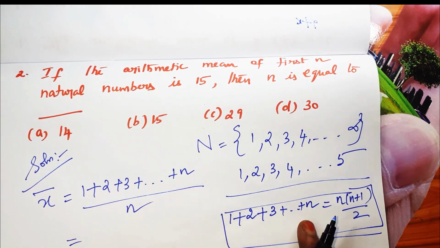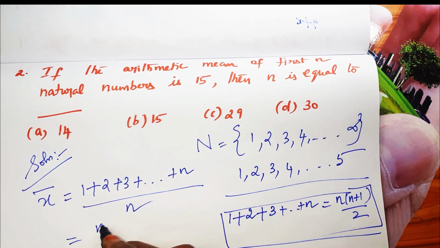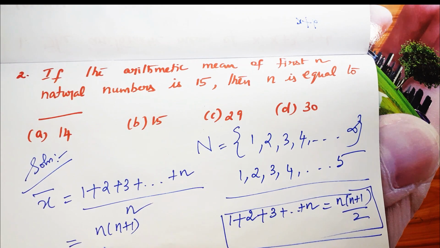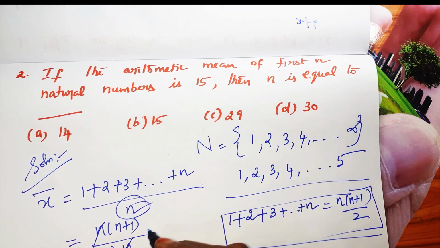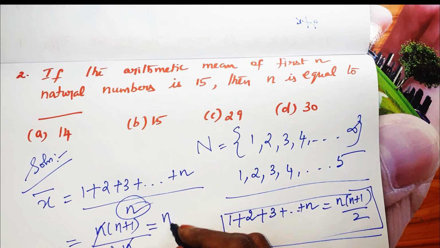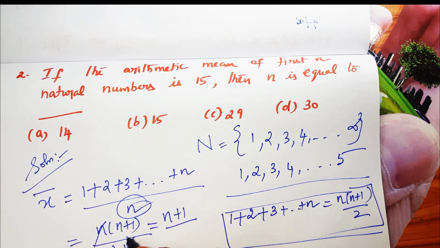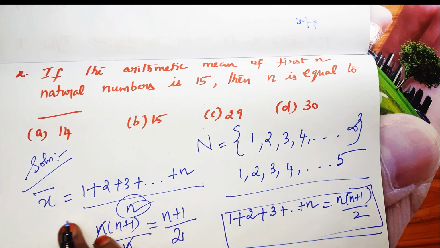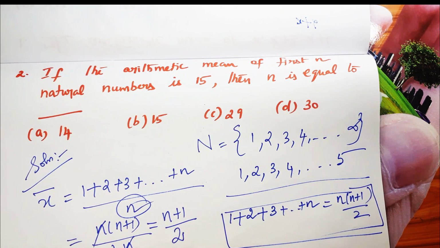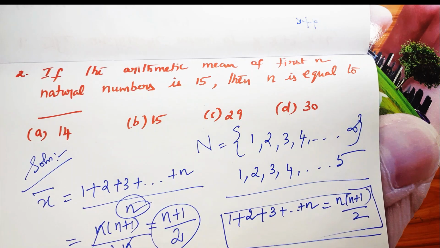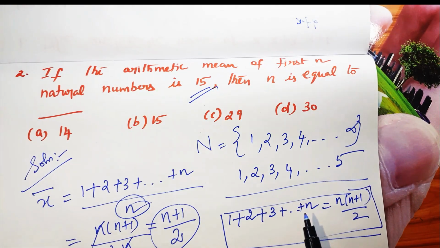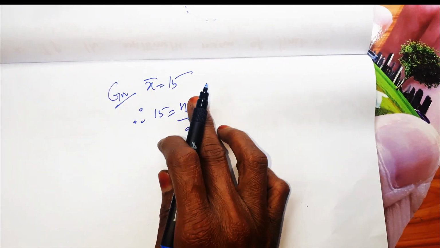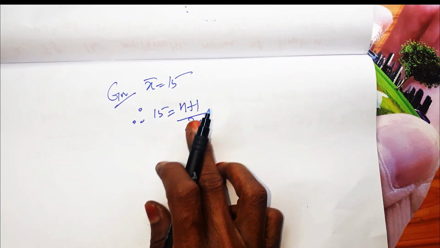When we substitute this formula here, we are getting n into n plus 1 by 2, and this n and this n will get cancelled. So the final answer is n plus 1 by 2. So the mean of the first n natural numbers is n plus 1 by 2. And this x bar value is given in the problem. It is 15, right? So x bar equal to 15, and we got x bar as n plus 1 by 2.